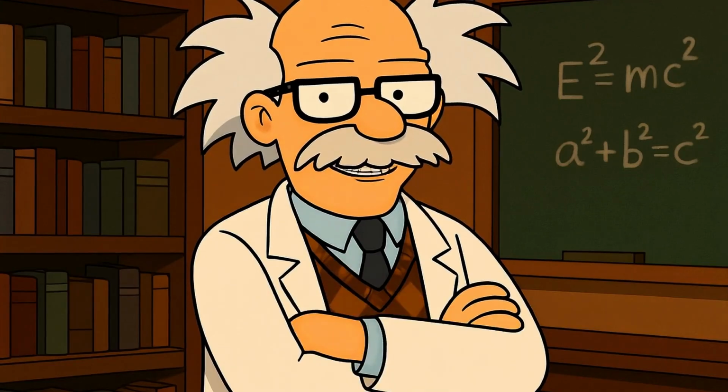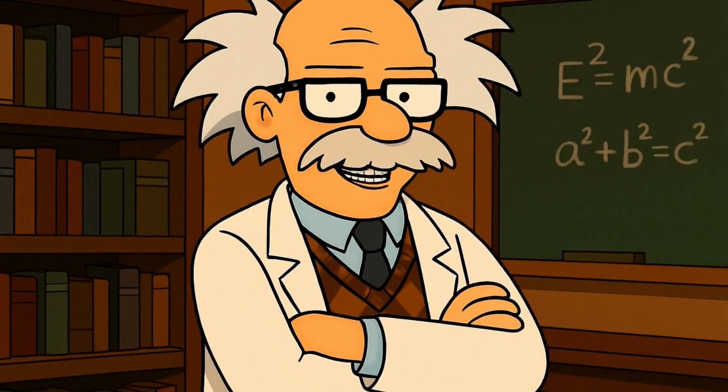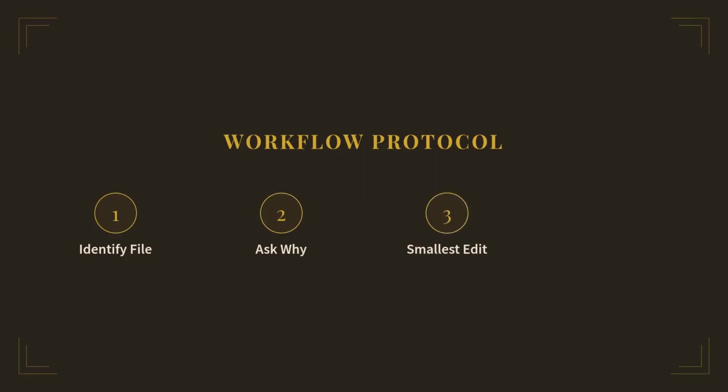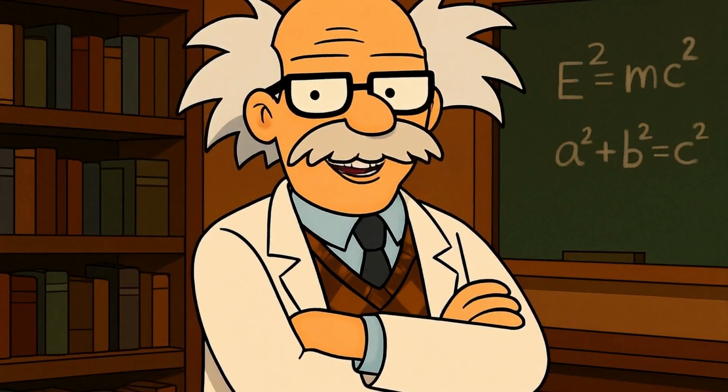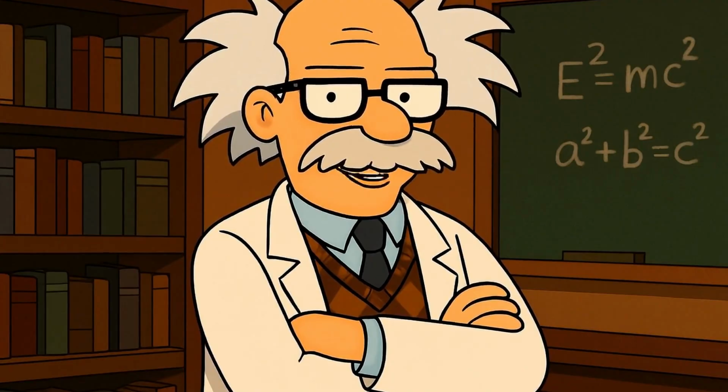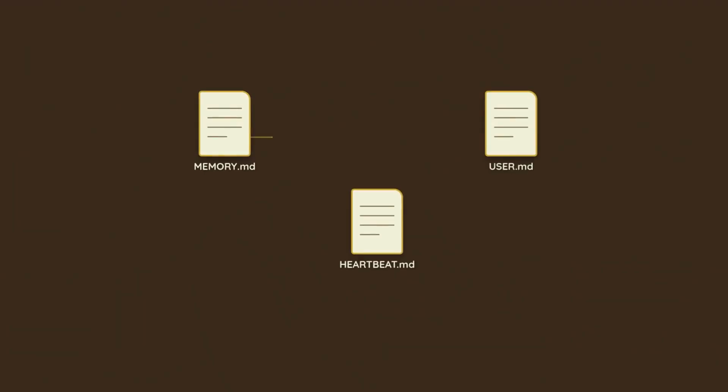Here is the workflow. Describe the behavior you want to change. Ask the agent which file controls that behavior. Ask why that file is the right place. Ask for the smallest useful edit. Then review it before anything changes. You can say, which settings file should we update and what exact change do you recommend? That is the point. The behavior tells you where the fix belongs.